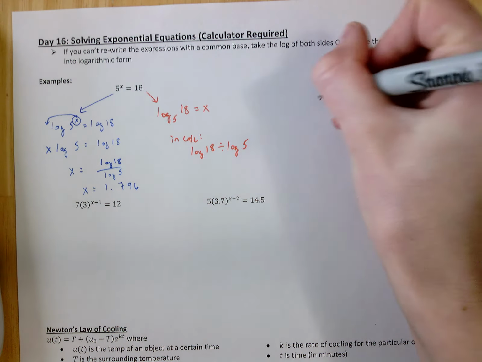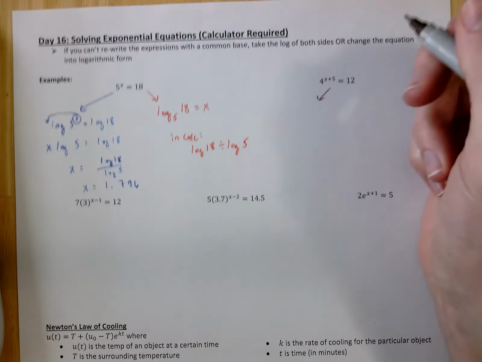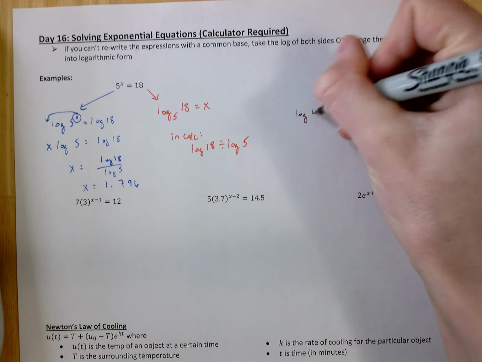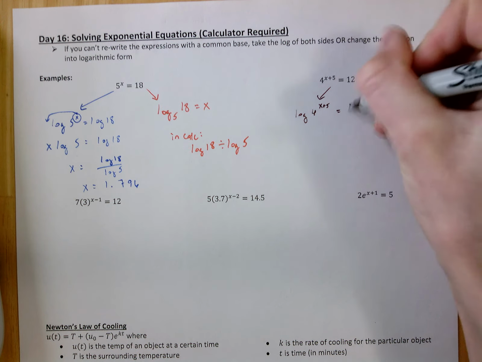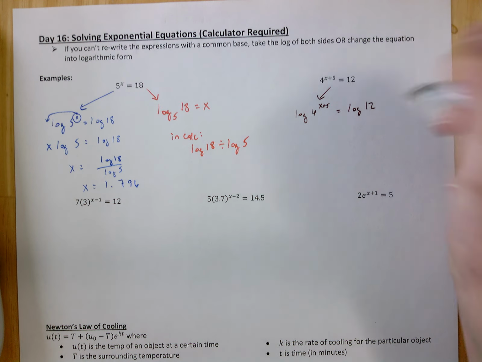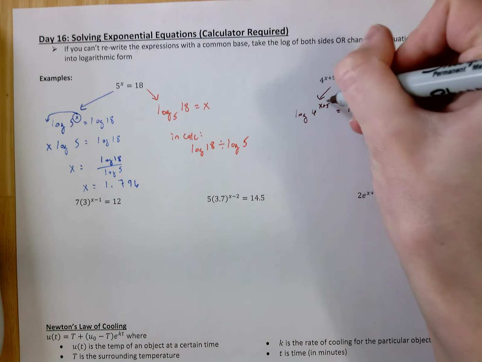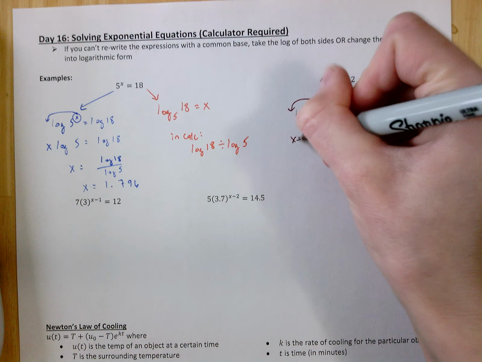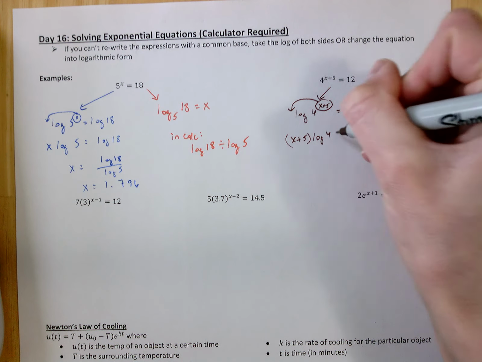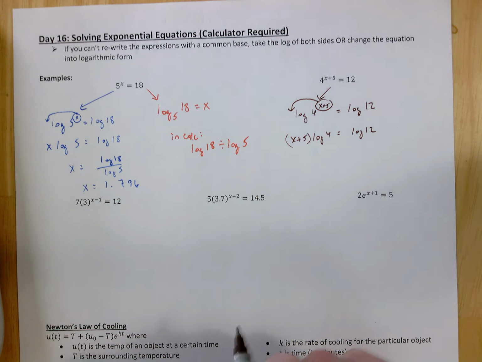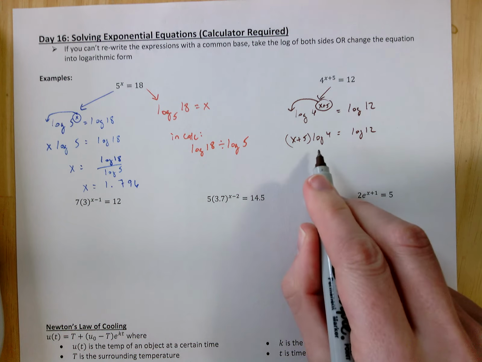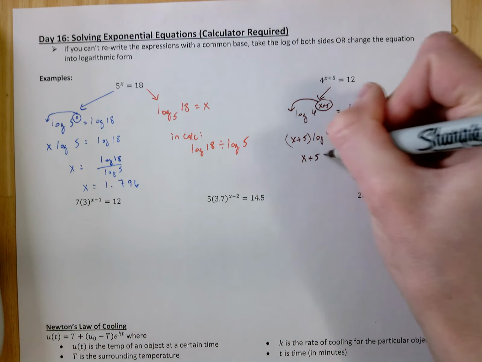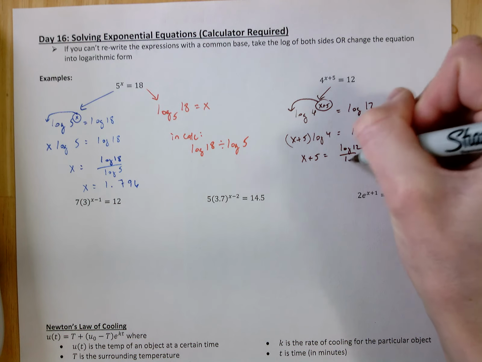So let's take a look at this example. If I was going to take the log of both sides, I would make it the log of 4 to the x plus 5 equals the log of 12. I'm going to drop this exponent down, so it'll be x plus 5 times the log of 4 equals the log of 12. Divide both sides by the log of 4. Don't distribute there, that's going to make it harder. So x plus 5 equals log of 12 over log of 4.